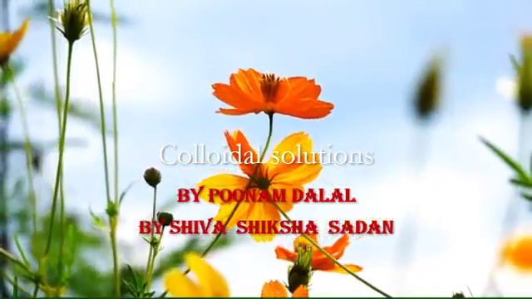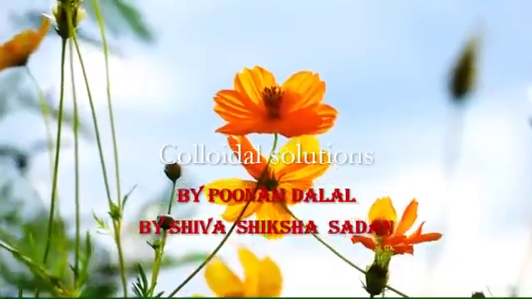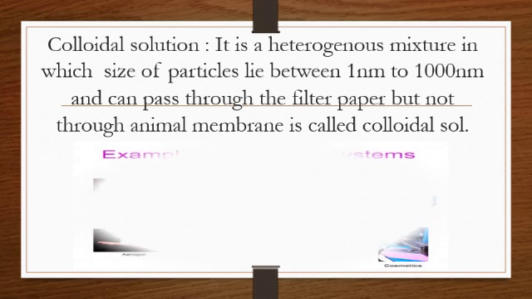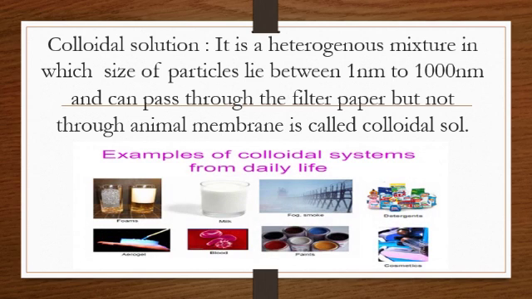Today we will discuss the classification of colloidal solutions. Let's start with colloidal solution. It is a heterogeneous mixture in which the size of particles lies between 1 nanometer to 1000 nanometer, and they can pass through filter paper but not through animal membrane. Some examples of colloidal solutions are foams, milk, fog, mist, blood, paints, and cosmetics.